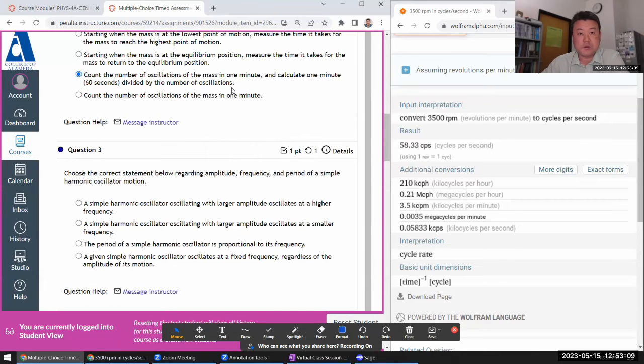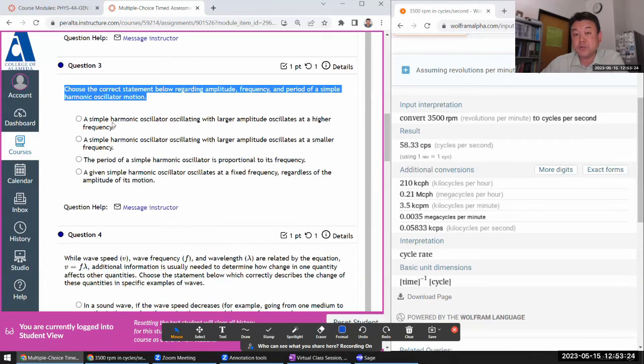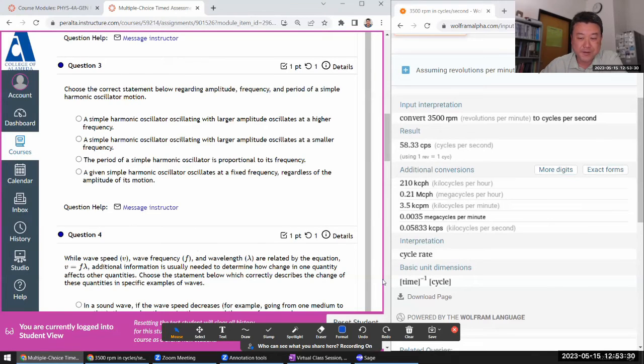And this just gives you RPM basically. Choose the correct statement below regarding amplitude, frequency, and period of a simple harmonic oscillator. By the way, these questions should be dynamically generated, as in if you see this exact statement of the question, the correct choice in this version might not be the correct choice for your version. I'm really proud of how these questions are programmed.